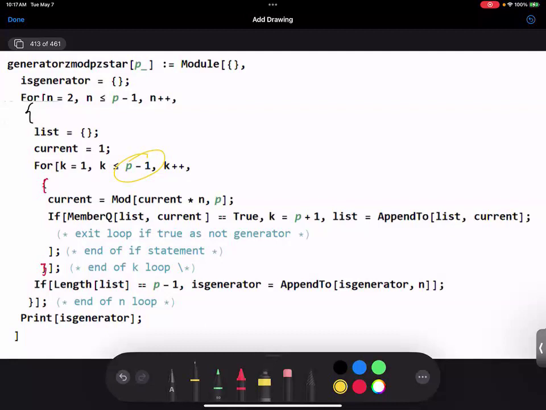Good, so we know by Lagrange, the order of any subgroup divides the order of the group. So if the order of my group is p minus 1, then an element is a generator if it has order p minus 1. If it's not a generator, it generates a proper subgroup whose order is less than p minus 1. What's the largest order you can have less than p minus 1?